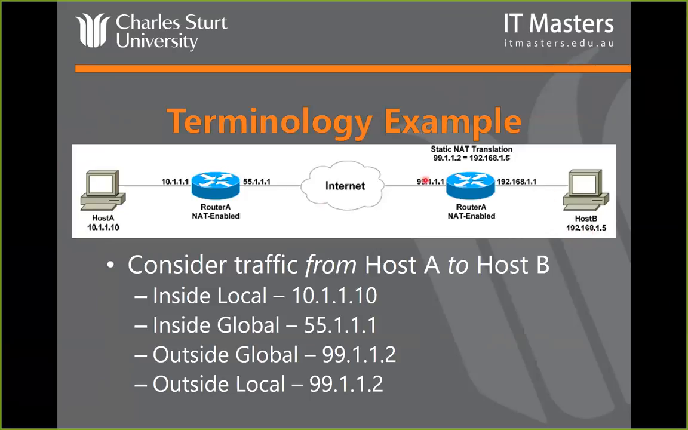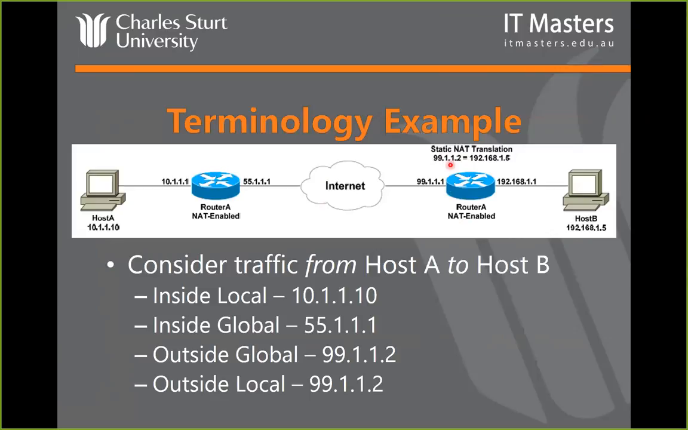When we go to inside global, the inside address of host B as it's seen from the outside world is 99.1.1.2, because there's a static NAT translation in effect on this router here for that host. So that then becomes inside global.